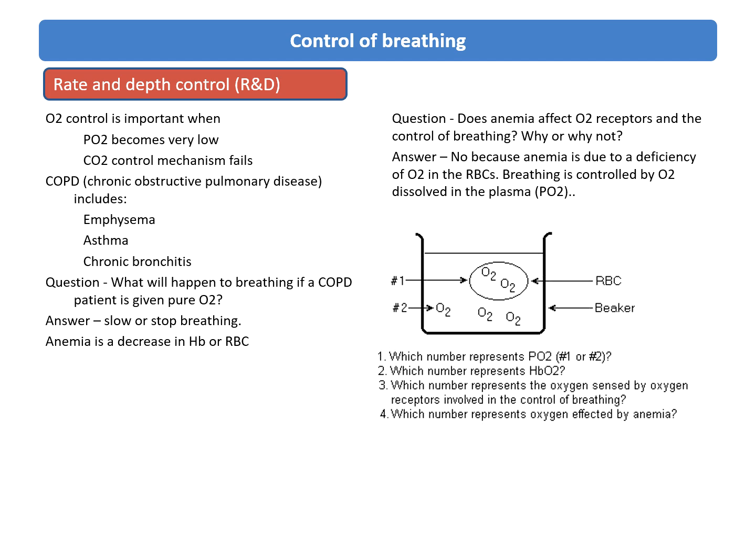Question 4. Which number represents oxygen affected by anemia? That would be number 1. Remember, anemia is a decrease in hemoglobin or red blood cells, which would, of course, decrease the oxygen present in the hemoglobin.